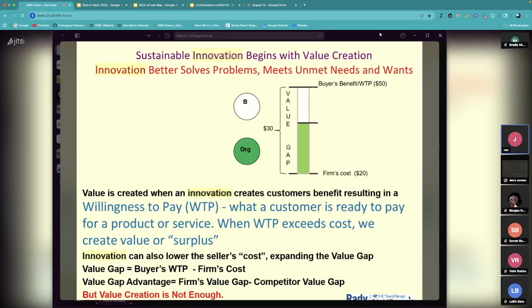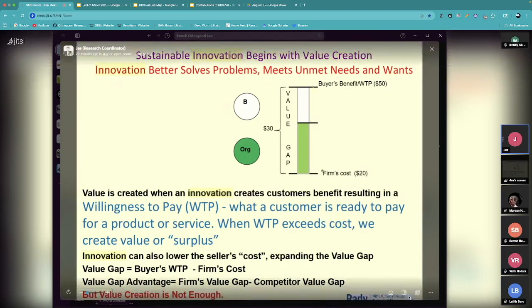The value gap is sort of how much it costs a firm to make something or deliver a benefit, and how much value the buyer is receiving. So you want to make this number get bigger, $50, $60, whatever, where it costs $20, $10, $5. By widening the value gap, according to certain takes on innovation, you are innovating. So sustainable innovation in certain terms means value creation, or begins with value creation. And innovation solves problems, meets unmet needs, and all this other stuff.